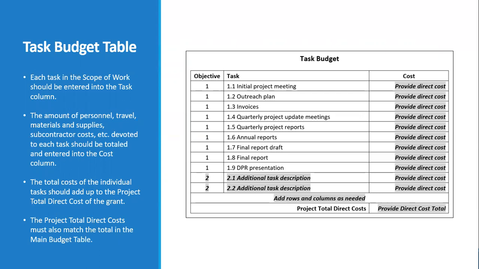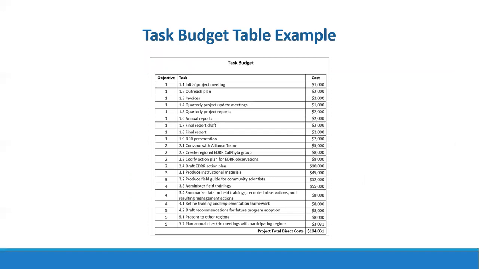They should be entered into the task column for each task, and the amount of personnel, travel, materials and supplies, subcontractor costs, all those things should be wrapped up into one number and put in each line for each task. The total costs must add up to the total direct cost of the grant, and we're going to provide an example of that in a second. And they must also match the total in the main budget table.